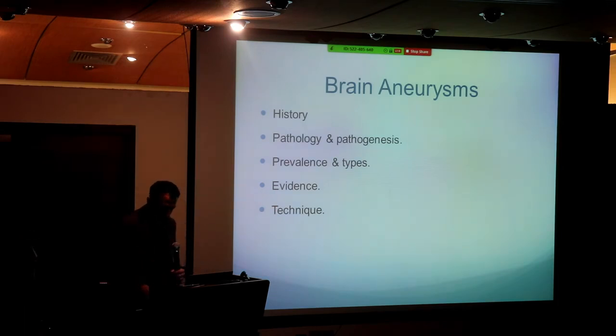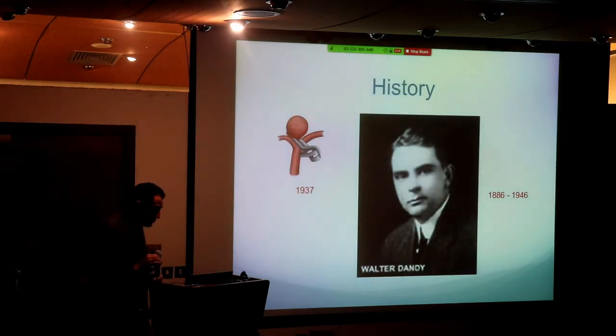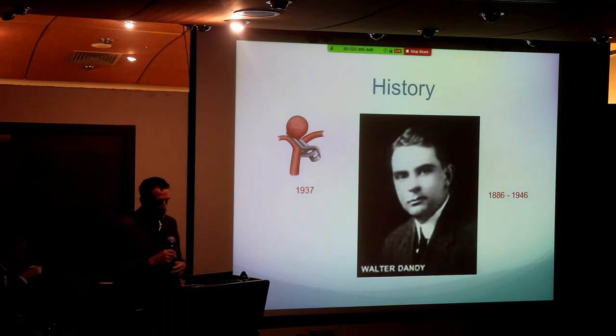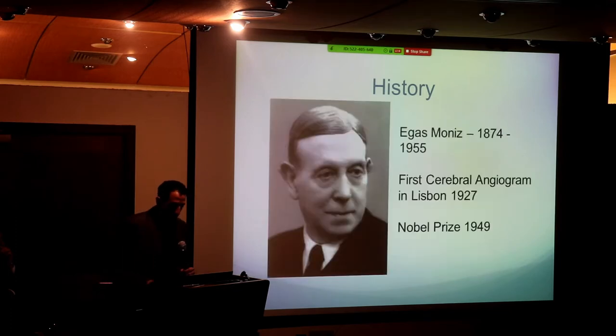But as he mentioned previously, everything starts with the history. And I have to start with this famous neurosurgeon, Walter Dandy. He is the first neurosurgeon, and probably Dr. Ibrahim can comment on that, who actually clipped an aneurysm, and that was in 1937. It was a while ago, the microscope wasn't there, but it was an innovation of treatment.